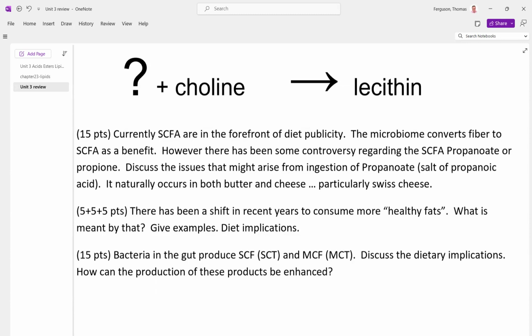There's been a shift in years to consume more healthy fats. Okay, the healthy fats are monounsaturated fats like olive oil, oleic acid. They oxidize. That's another take-home question, by the way. The more double bonds you have, the easier that acid will oxidize. And when it oxidizes, if there's more than one double bond, it forms something called a 3-carbon dialdehyde. And those are very toxic.